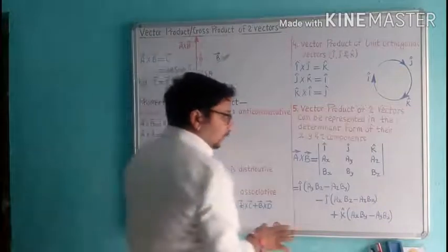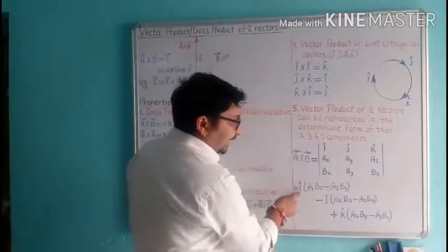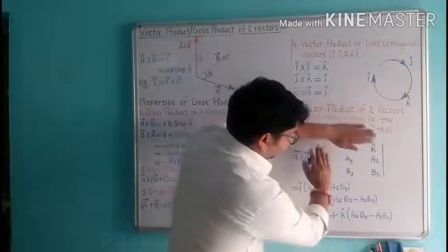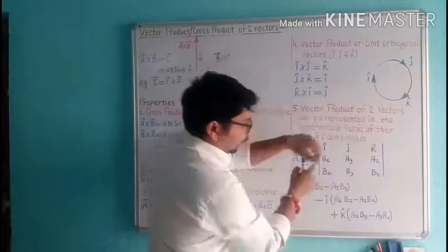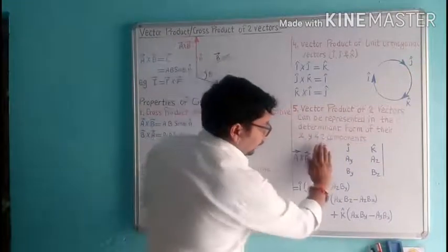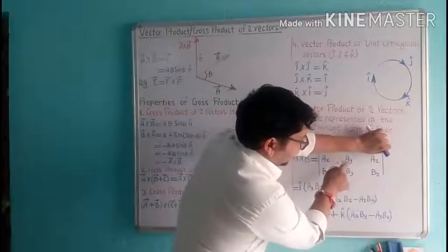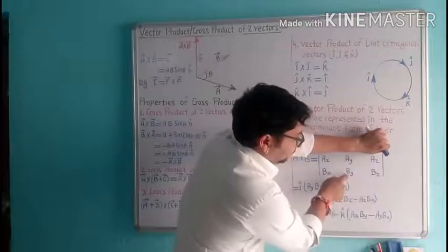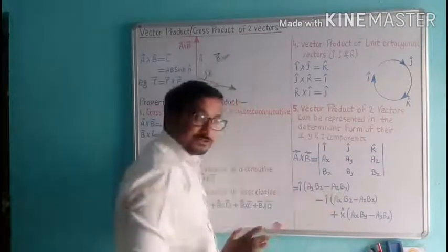Now you can solve this. Write I cap, then hide I cap's row and column, horizontally and vertically. Then cross multiply: AY BZ minus AZ BY.